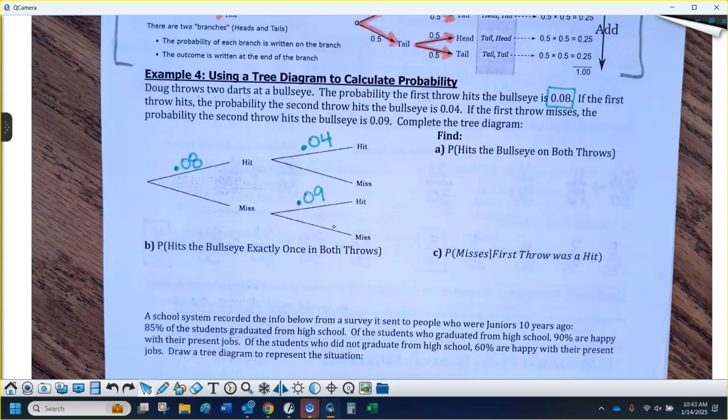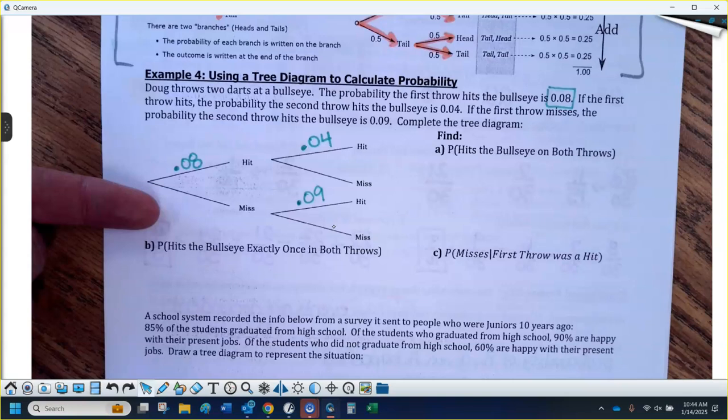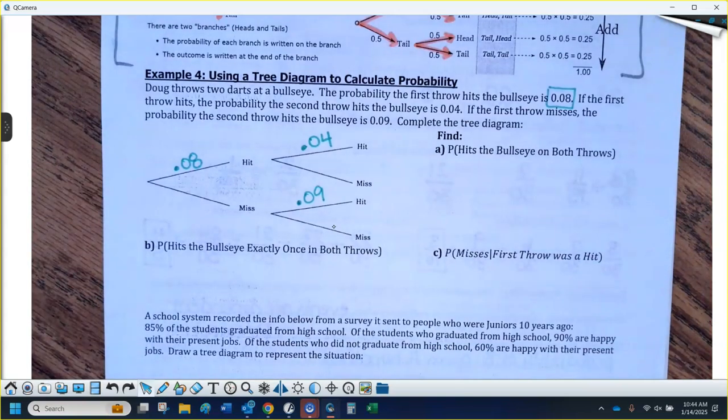So let's go back real quick and see if we can fill in the probabilities that we don't have labeled on the branches. If the probability I hit on the first try is 0.08, what would the probability I miss be?